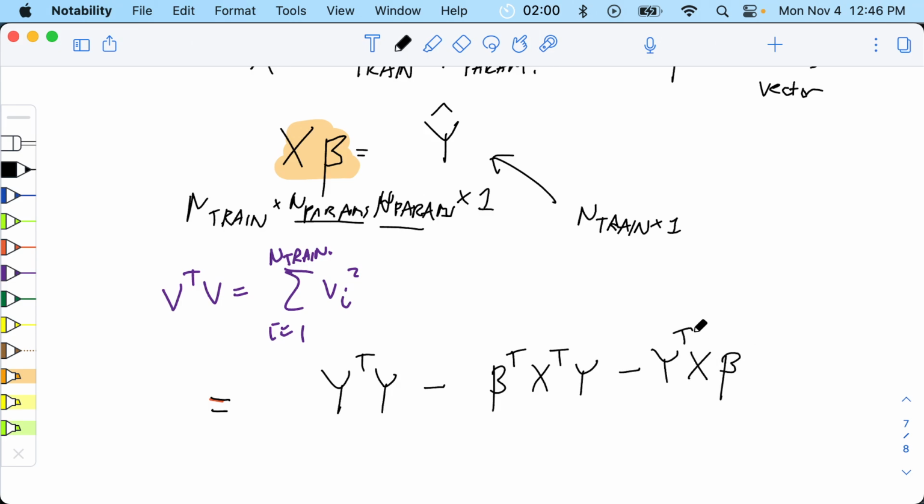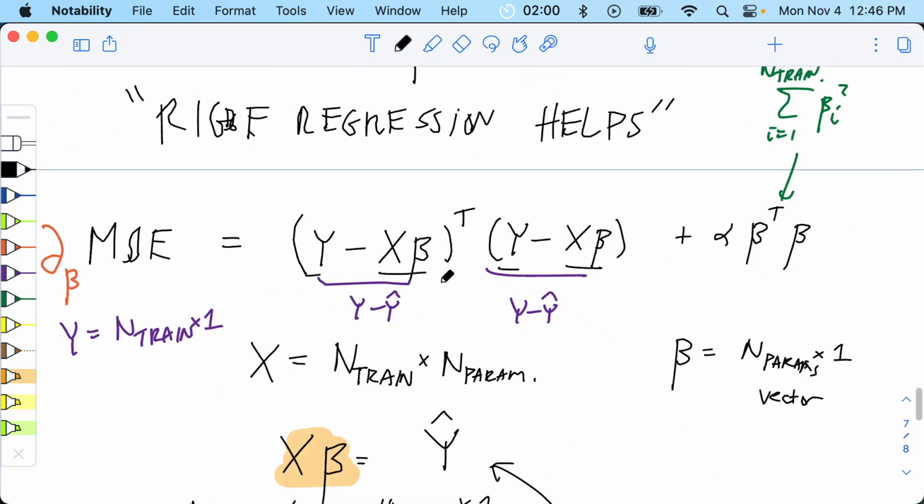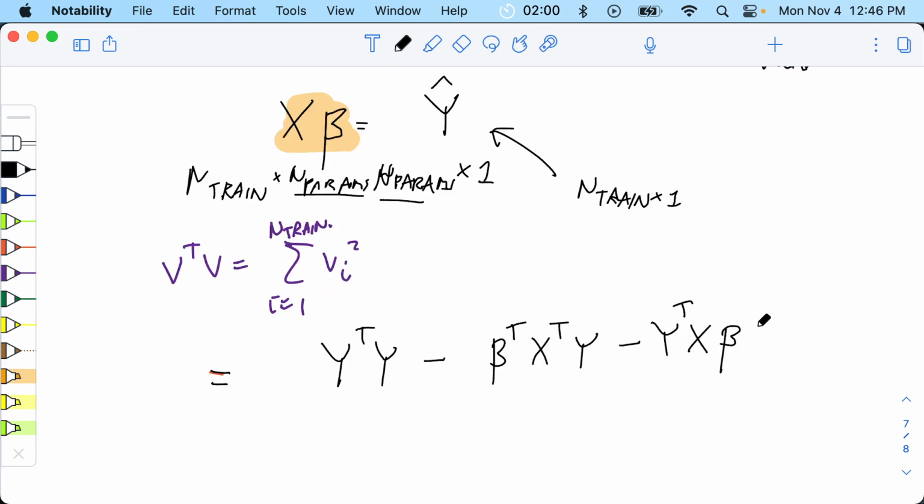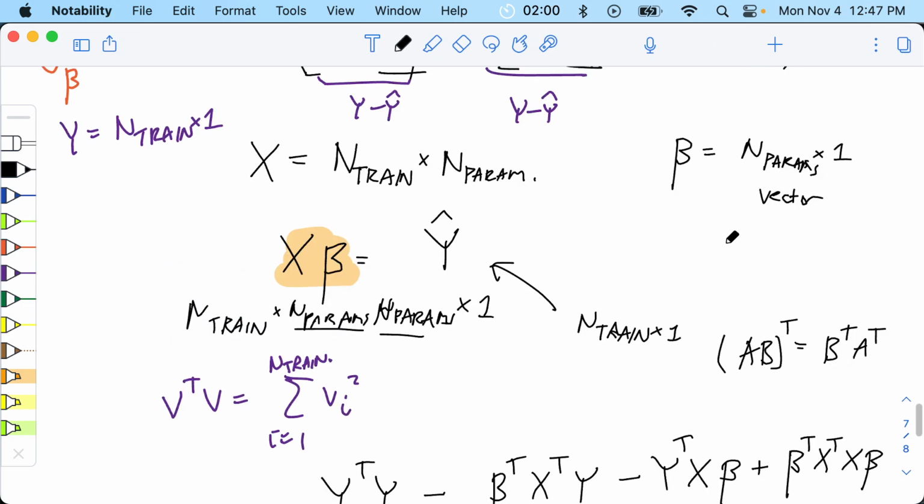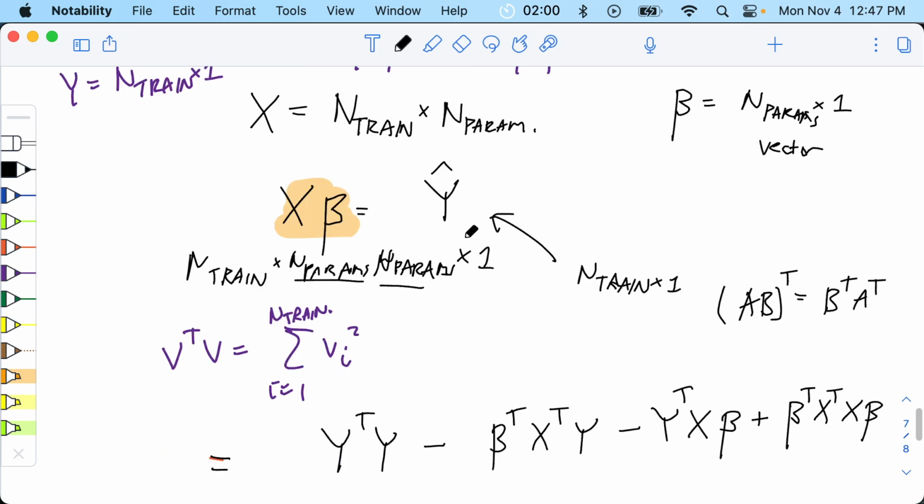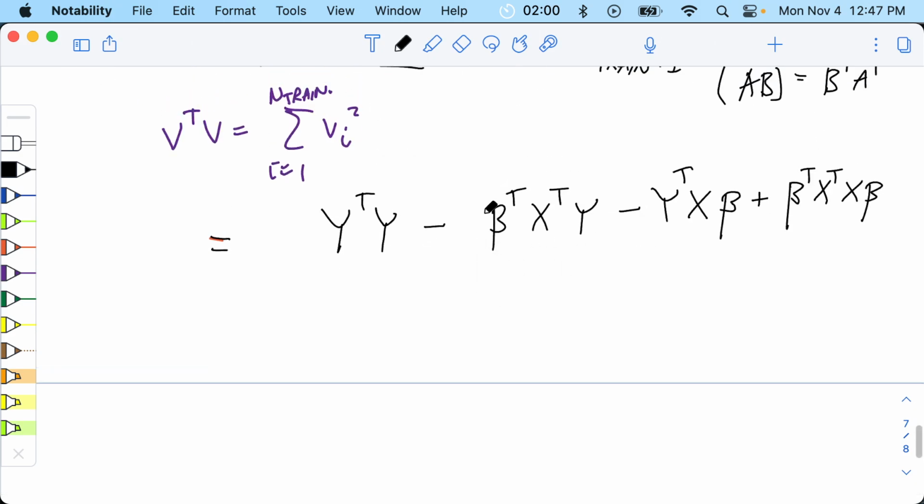Y transpose times x beta. And then you get x beta transpose with an x beta. So that is, all together, a plus. And then you get beta transpose x transpose x beta. I'm using the rule here that A times B transpose equals B transpose A transpose. You might have noticed that some of the things here have flipped order, and that's exactly why. When you do a transpose, they flip order.